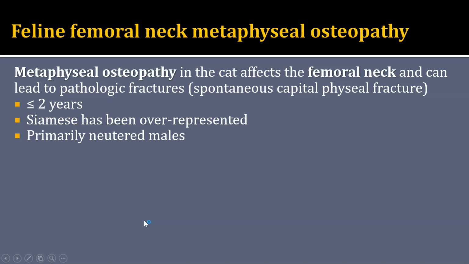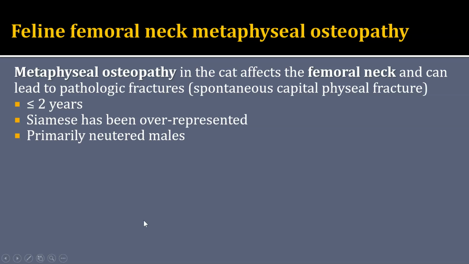Metaphyseal osteopathy in the cat affects the femoral neck, and that is in the proximal femoral metaphysis, and it can lead to pathologic fractures, which is generally how we recognize this disorder. And these are spontaneous capital physeal fractures or Salter-Harris type 1 fractures involving the proximal femoral physis. Cats involved are less than 2 years of age, and so it's a little bit older than you might think of as a growth disturbance.